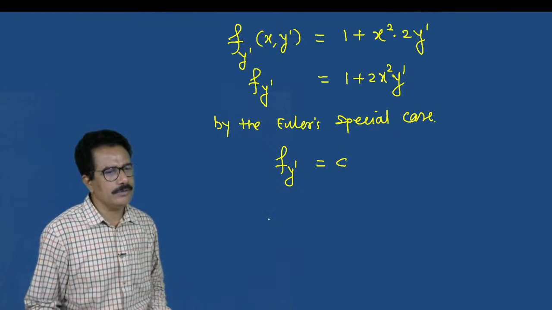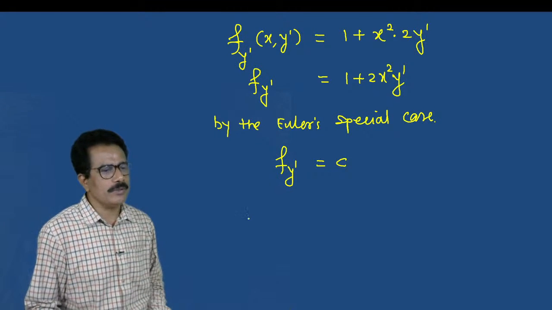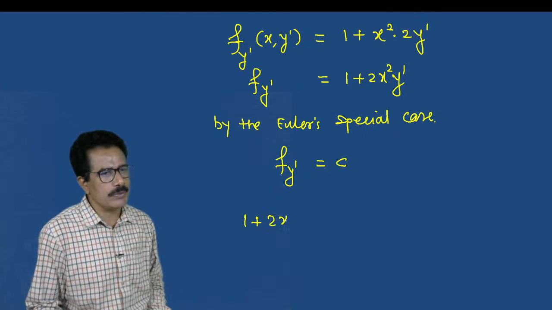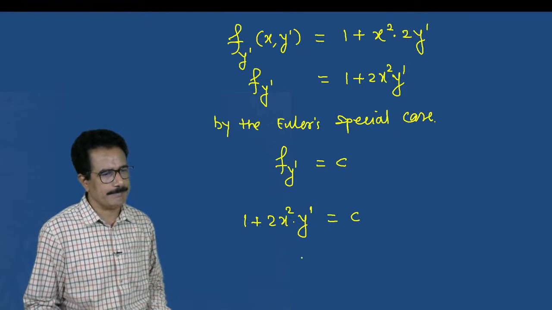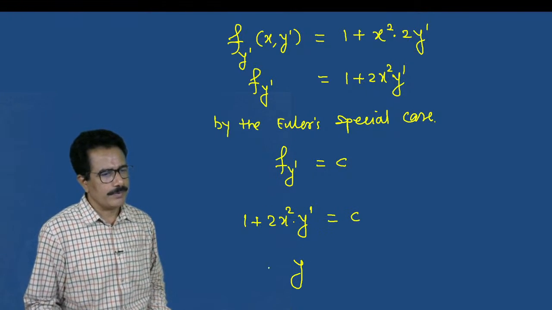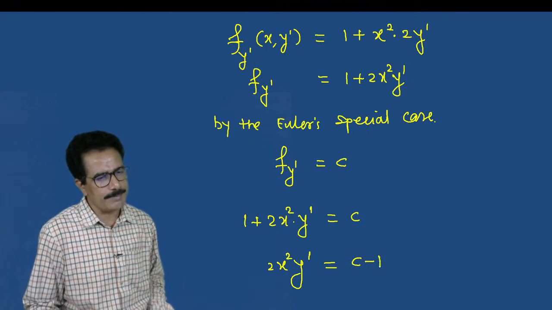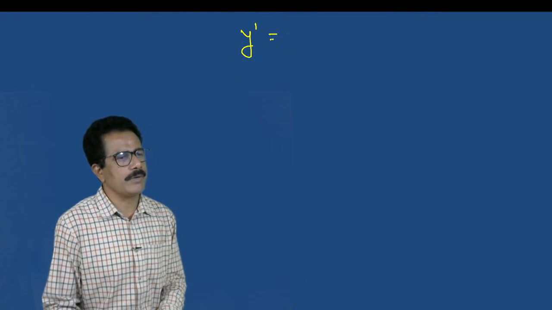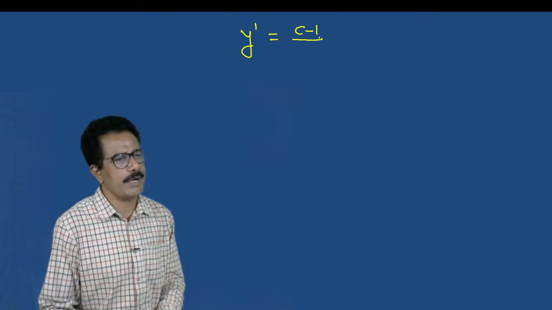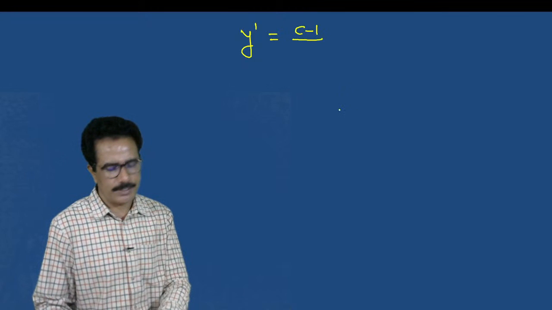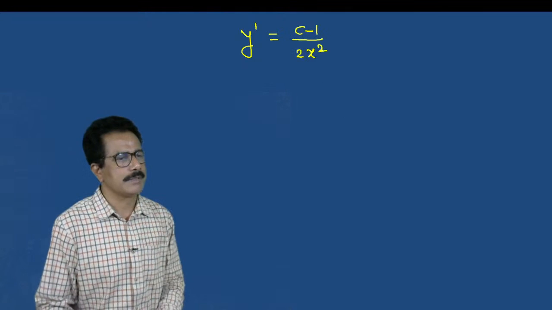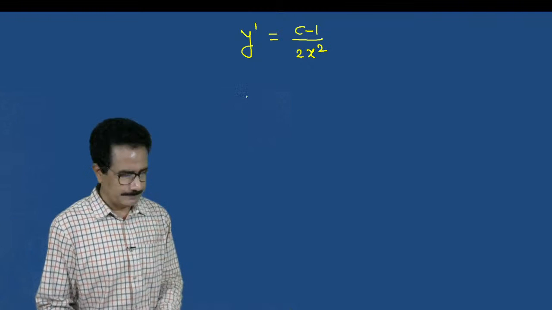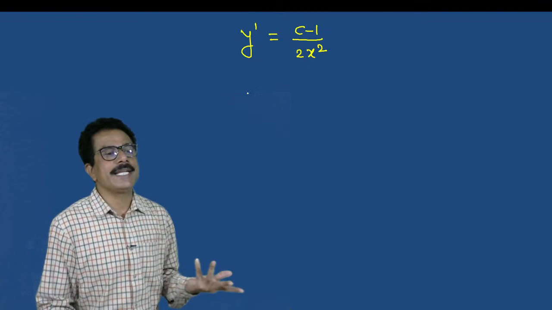Okay, now put this value: 1 plus 2x square into y dash is equal to c. So 2x square y dash is equal to c minus 1. So y dash equals c minus 1 divided by 2x square. So now we can take the integration.